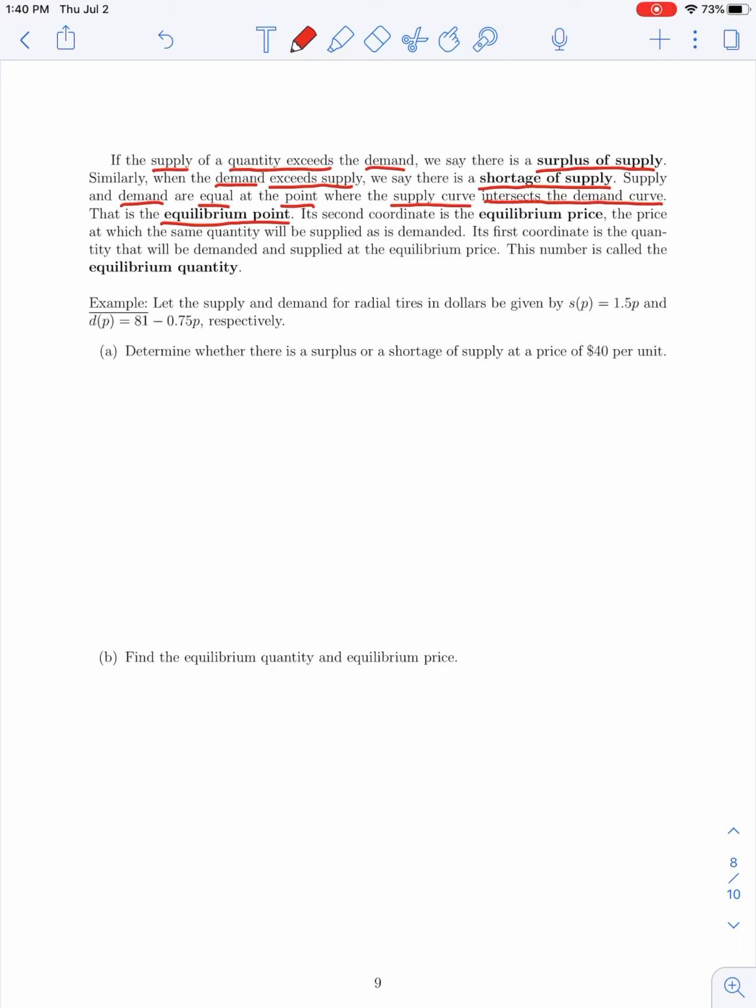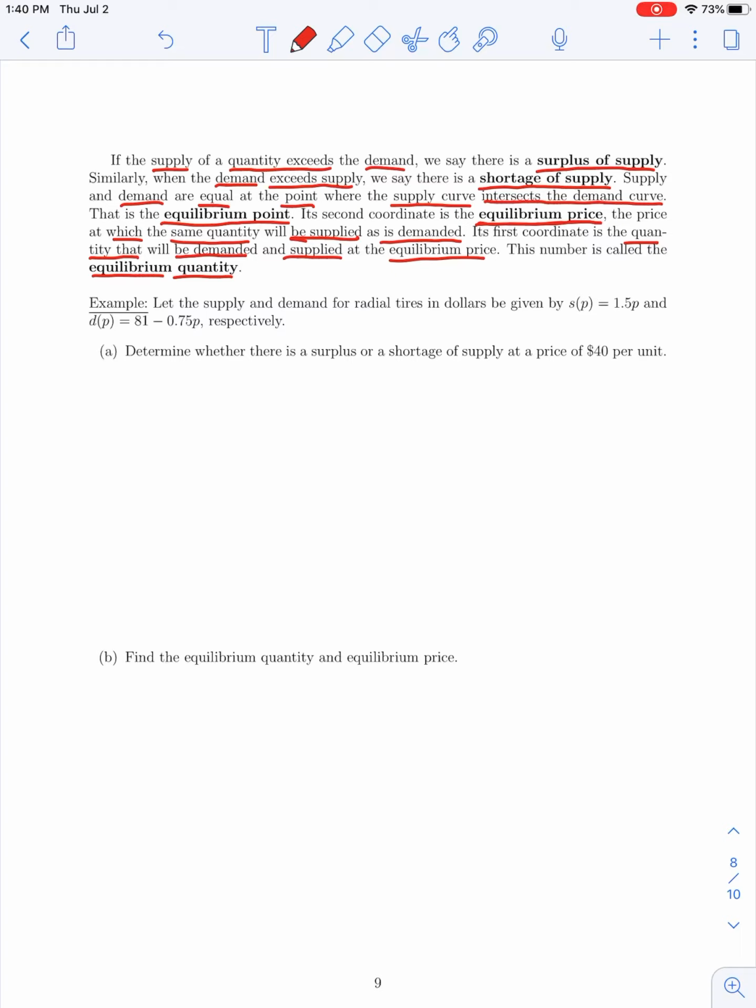Now, its second coordinate, which represents price, is called the equilibrium price. And the price would be the price at which the same quantity will be supplied as is demanded. And the first coordinate for the equilibrium point is the quantity that would be demanded and supplied at that equilibrium price. And this is referred to as the equilibrium quantity.